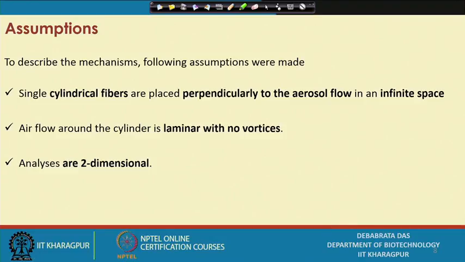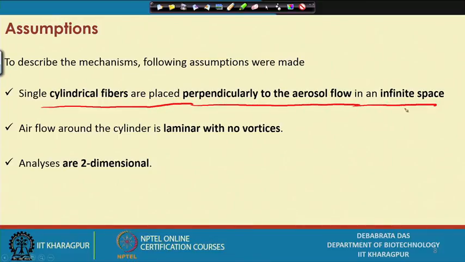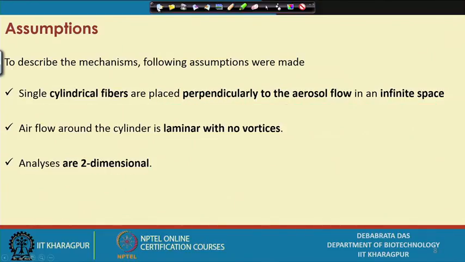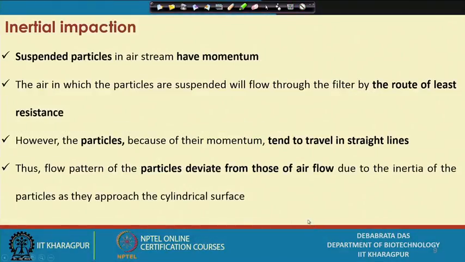We assume a couple of things to explain that. Let us say a single cylindrical fiber is placed perpendicular to the aerosol flow in an infinite space. Airflow around the cylinder is laminar with no vortex, and the analysis is two dimensional. These are the three assumptions we make to explain these principles.